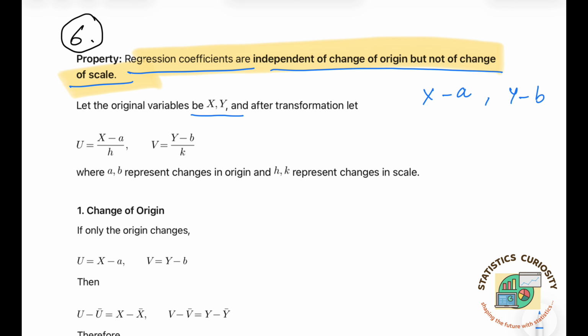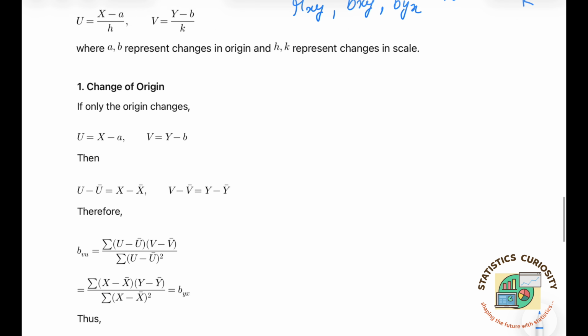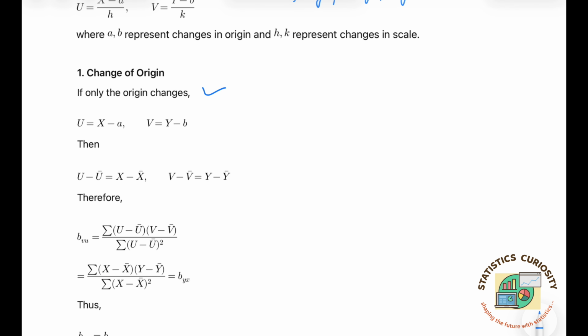Consider the original variables are x and y. So the correlation between x and y is rxy and the regression coefficients are bxy and byx. Changing the origin means subtracting any value from it or adding, and changing the scale means dividing by any value or multiplying. Okay, so we will see what happens if we change the origin first. If only the origin changes, then your new variables will become u equals x minus a and v equals y minus b.